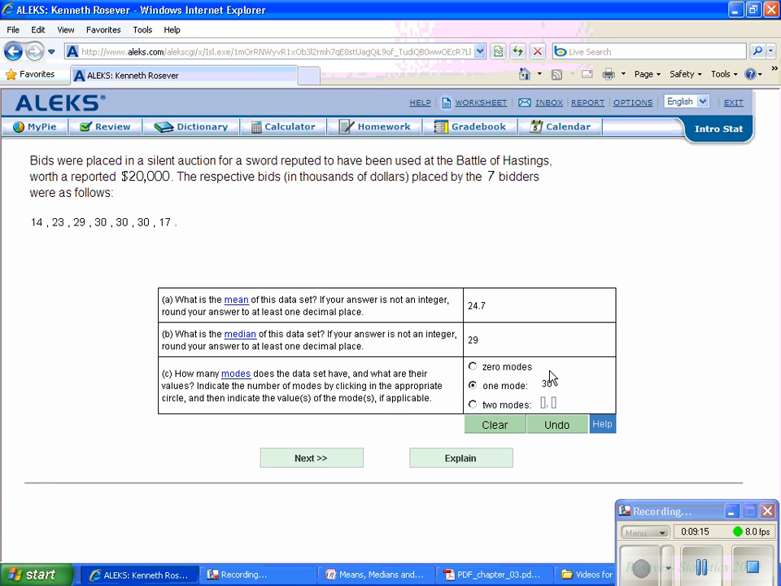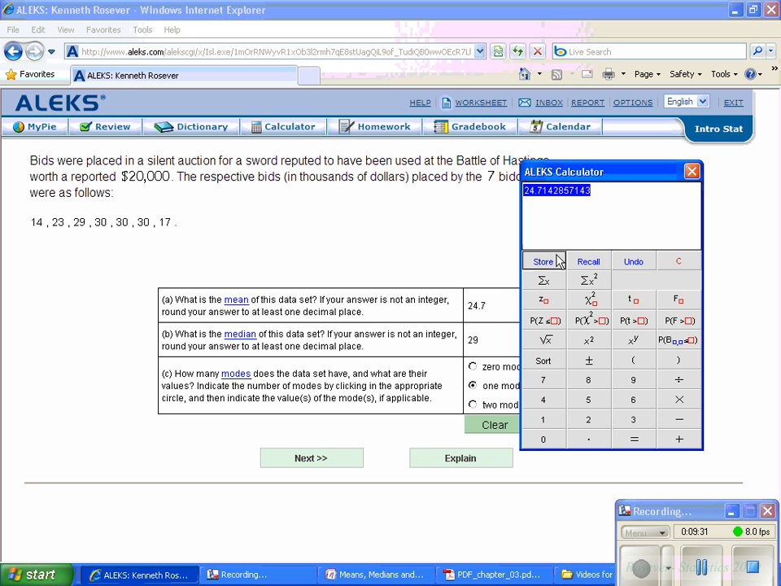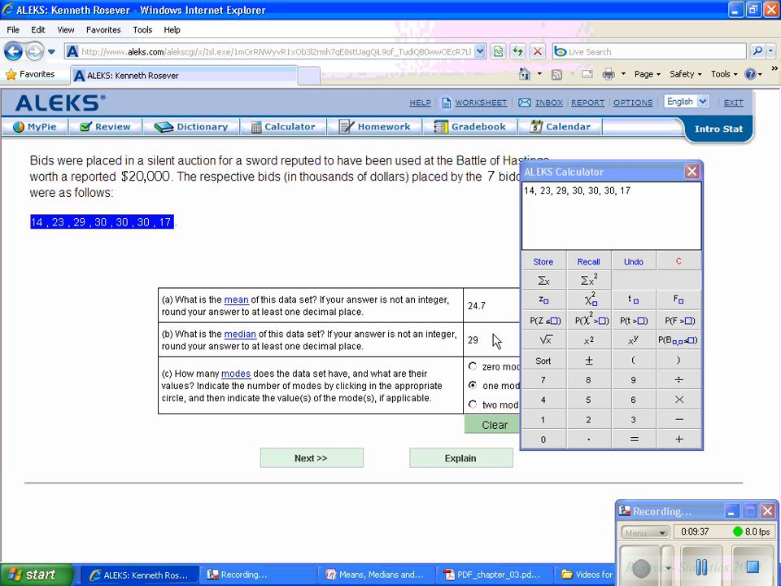The only thing I didn't tell you about here are two other measures. One is range, which you can use to find the mid-range. Mid-range is actually a measure of central tendency, though Alex doesn't ask you to find it. So I'll just show you it real quick. Put them in order, and then subtract low from high. 30 minus 14 is 16. And then 16 divided by 2 is 8. Add 8 or subtract 8. So 14 plus 8 is 22. So the mid-range is 22.